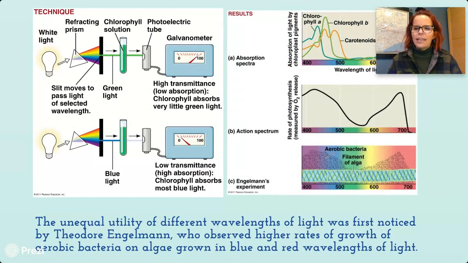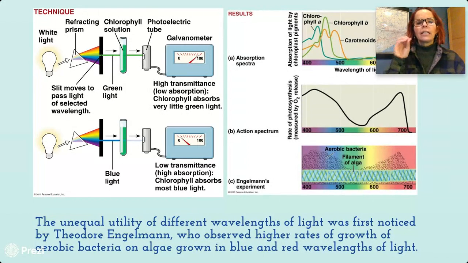So he observed higher rates of growth of aerobic bacteria. Don't skip the word aerobic. Let's think about that. Aerobic bacteria. So when you do aerobics, like in gym class, you're supposed to be breathing in a lot of oxygen. Aerobic means oxygen needing or oxygen using. Anaerobic, the prefix an means without. So anaerobic bacteria prefer to be without, or they do best without oxygen.